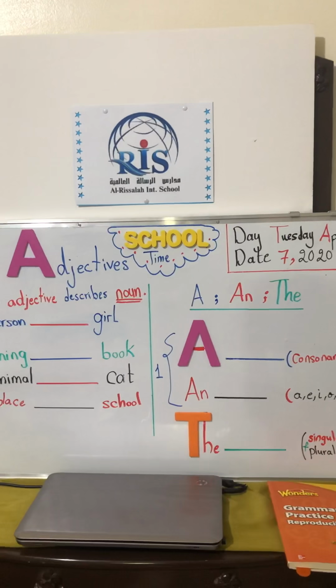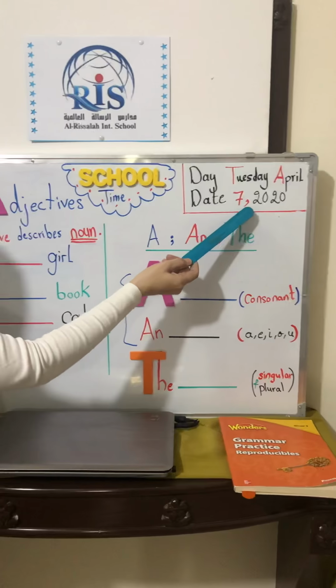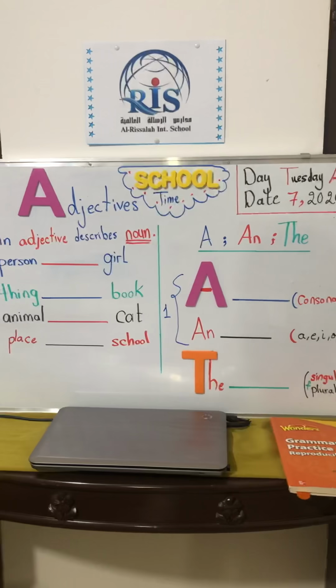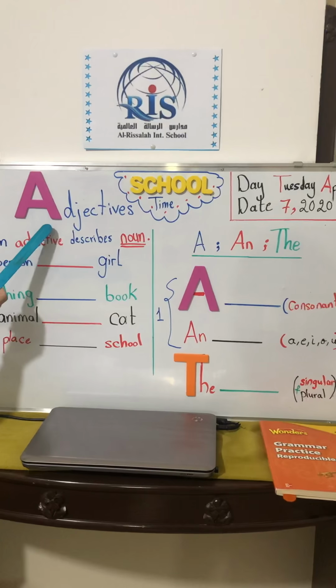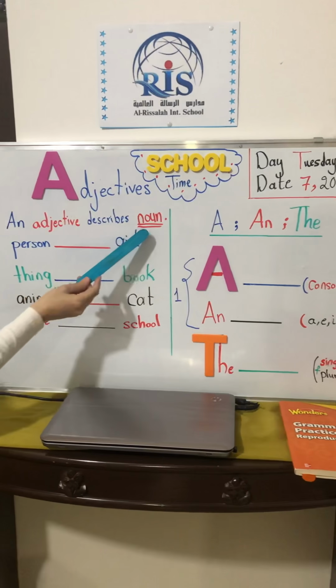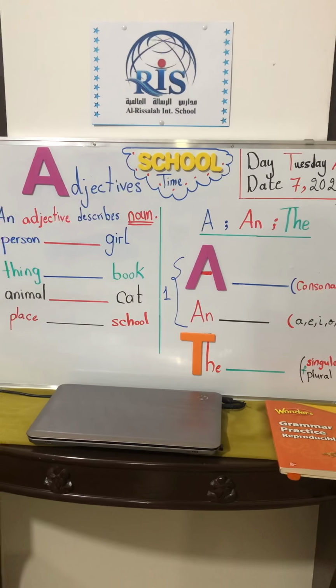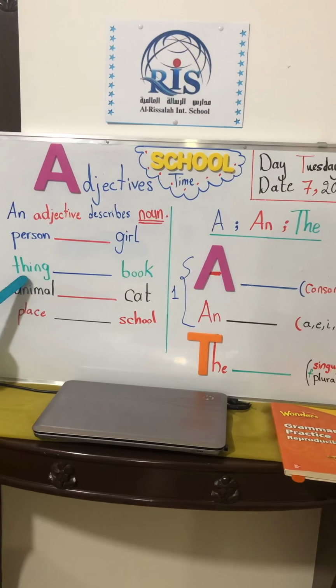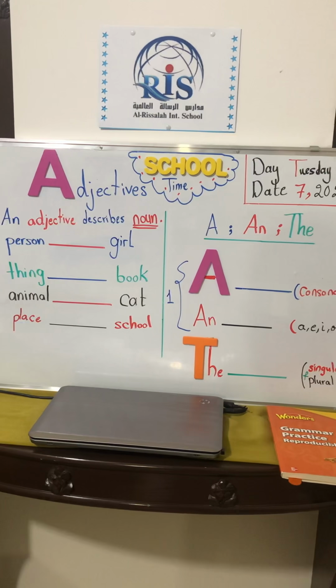How are you today? Today is Tuesday, April 7, 2020. Our lesson is about adjectives. An adjective describes the noun. Noun like a person, thing, animal, or place.